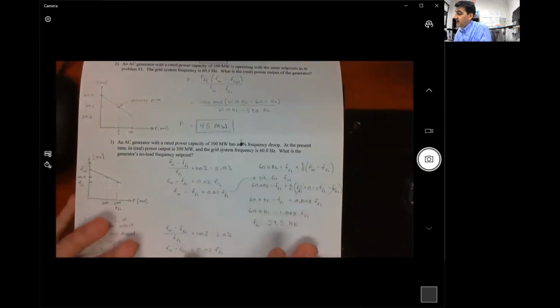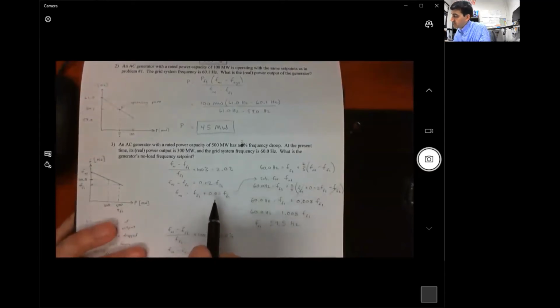Okay, so now I know the full load frequency, but what I wanted to find was actually the no load frequency. So maybe I should have done this a slightly different way. Maybe in hindsight I should have done the opposite: solved for the full load frequency in terms of the no load frequency, and then plugged in here for the full load frequency, here and here, because then I would have solved directly for the no load frequency, and we would have been done by now. But I didn't, and that's okay.